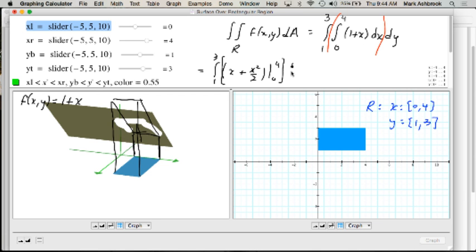And then once we get done with that, then we'll do dy. Is that 12? All right, so I'm hearing that that's 12. That's a nice streamline. So the integral from 1 to 3 of 12 dy. 12y from 1 to 3. Is that 24?